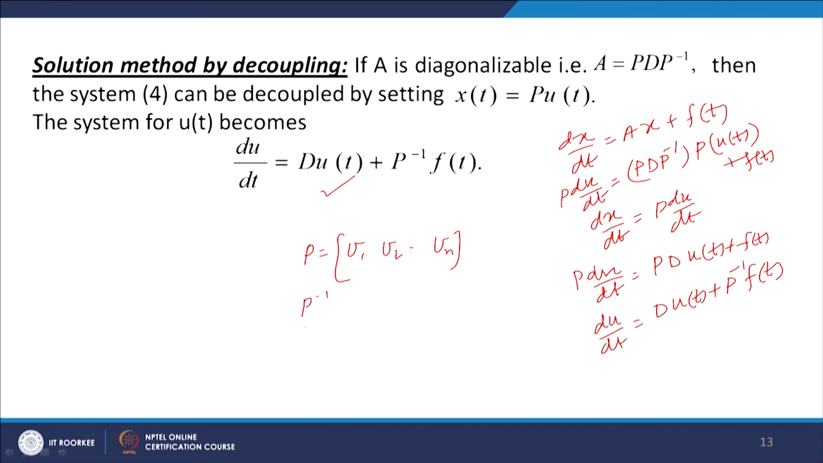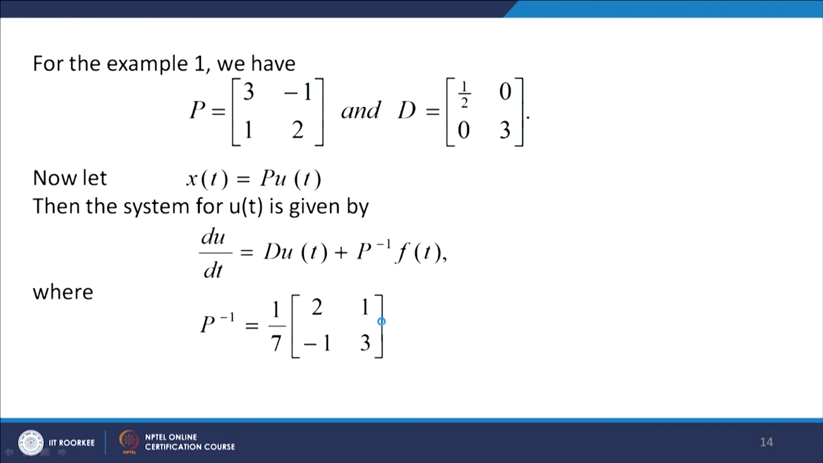Suppose B1 is the eigenvector corresponding to lambda 1, B2 the eigenvector corresponding to lambda 2, and Bn the eigenvector corresponding to lambda n, then this is your D matrix. So we have A equal to P D P inverse. We know the D matrix, and we know P inverse because we know P, so we can substitute in this and solve this equation.